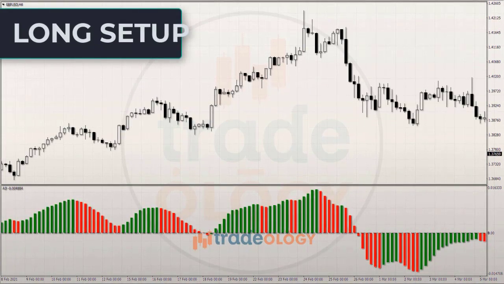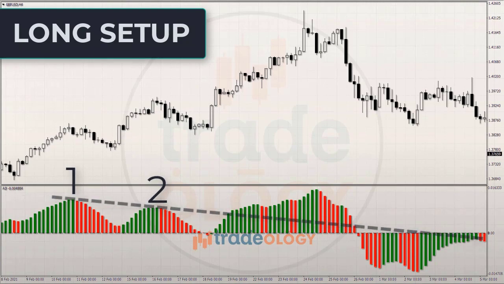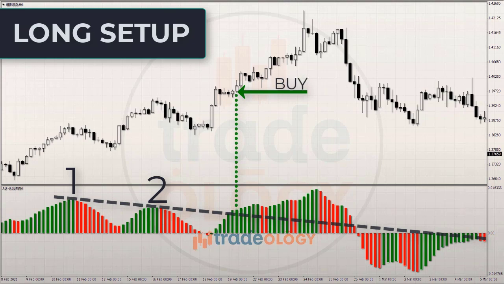Long setup. First, look for 2 swing highs on the Awesome Oscillator above the zero line. Second, connect these 2 swing highs with a downward trend line passing through the zero line. Third, buy when the trend line is broken. As demonstrated in this example, opening a position when the trend line is broken prior to the cross above the zero line allows you to capture more gains.